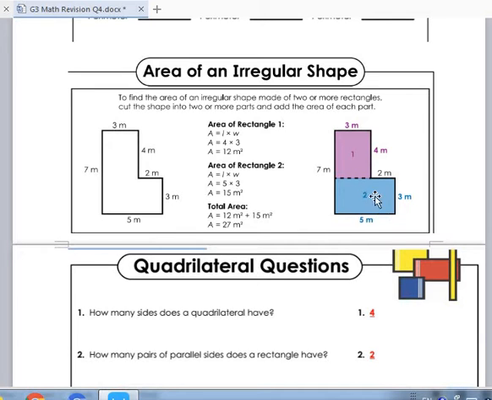The area of the blue rectangle, the area of rectangle 2, is what? Yes, 5 times 3, length times width. So it will be 15. I have here 15 and 12. The area of the whole figure is the sum of the area of rectangle 1 and the area of rectangle 2. So 15 plus 12 will give me 27.